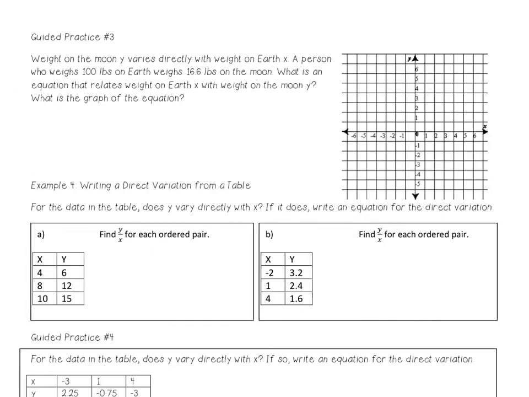Guided practice number 3. Your weight on the Moon varies directly with your weight on Earth. A person who weighs 100 pounds on Earth weighs 16.6 pounds on the Moon. What is an equation that relates weight on Earth with weight on the Moon? So we are going to use the direct variation equation. We're going to plug in Earth weight as x, so 100, and Moon weight as y, 16.6, and then we are going to solve for k.